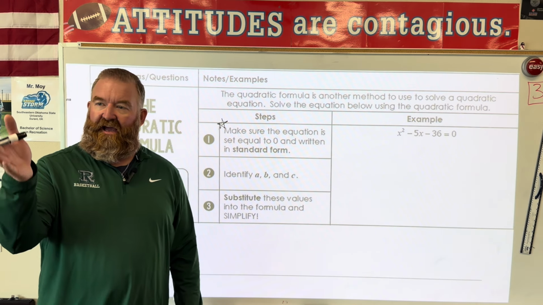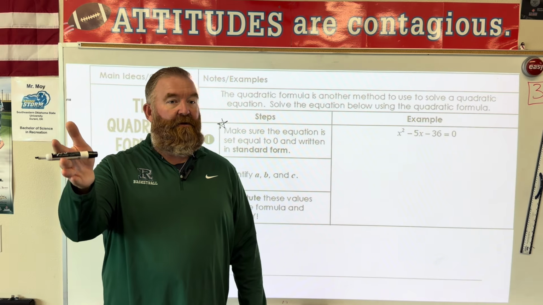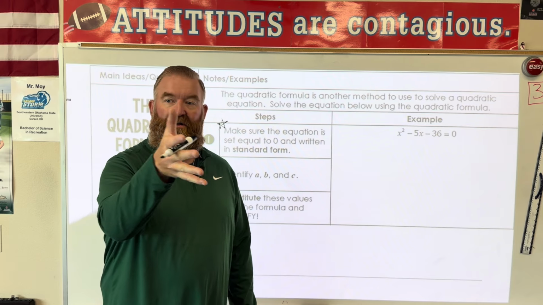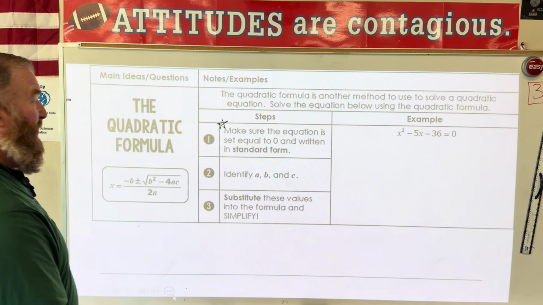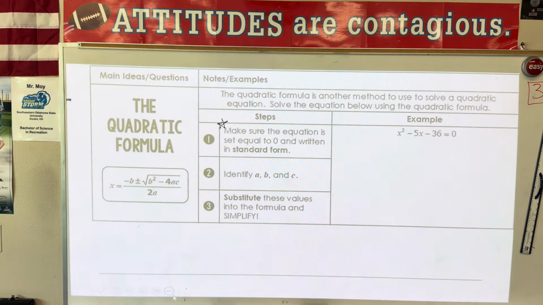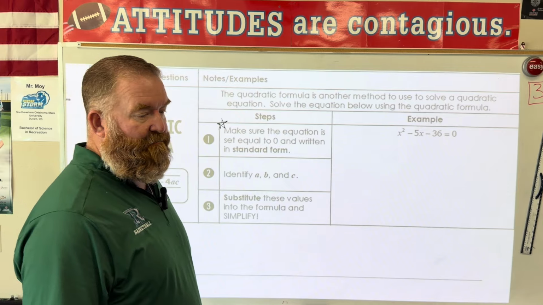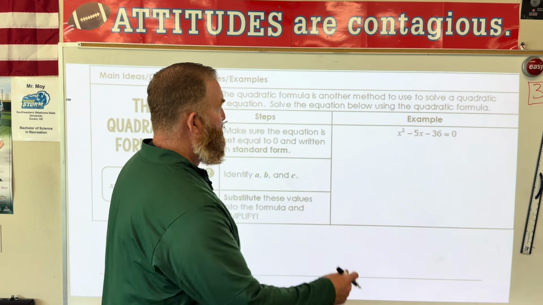In other words, ax squared plus bx plus c. I want to go literally biggest to smallest: x squared, x, no x. Okay, standard form. Identify the a, the b, and the c, and then we're going to substitute these values into the formula, and we are going to simplify. Everybody good? All right, here we go.